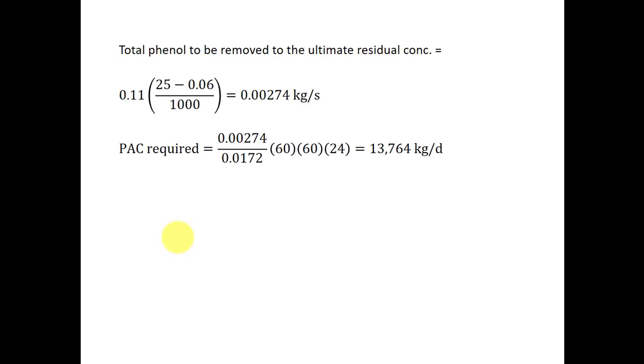The total phenol to be removed, we can follow the same steps to know the amount of total phenol to be removed to the ultimate residual concentration, not only to the target. So we change this value to the ultimate. For the flow rate, 0.11 times 25 minus 0.06 over 1000 equals this value, kilogram per second of phenol. The PAC required, we follow the same steps as before. We can calculate how much PAC is required per day to remove the phenol to the ultimate possible value.